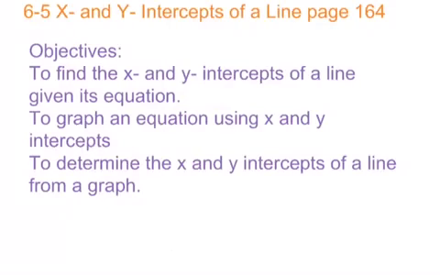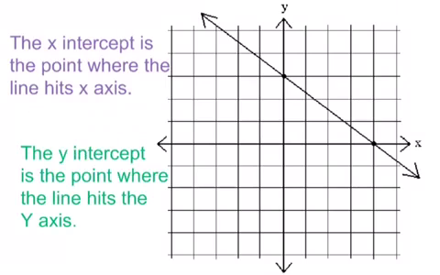Alright folks, today we're going over 6-5, x and y intercepts of a line, on page 164. The objectives here are to find the x and y intercepts of a line given its equation, then to find them given its graph, and then to be able to graph an equation using the x and y intercepts.